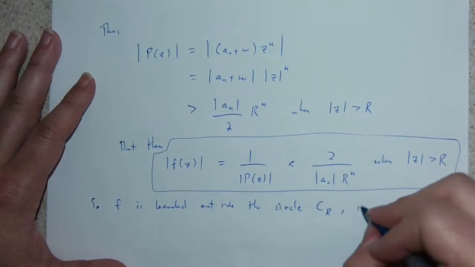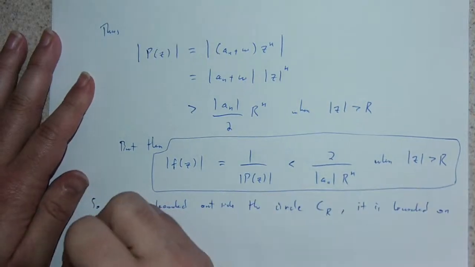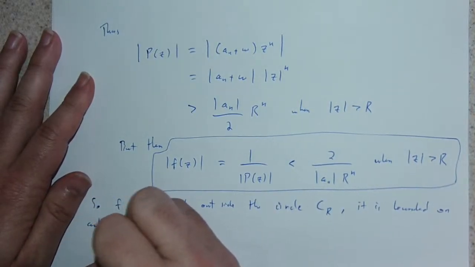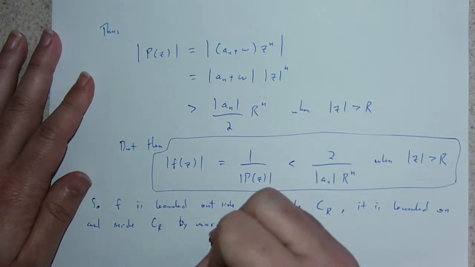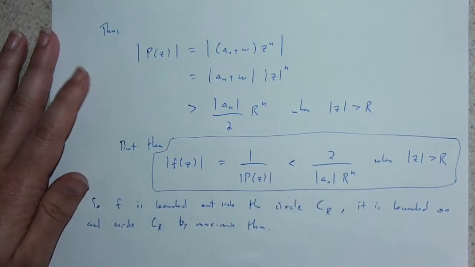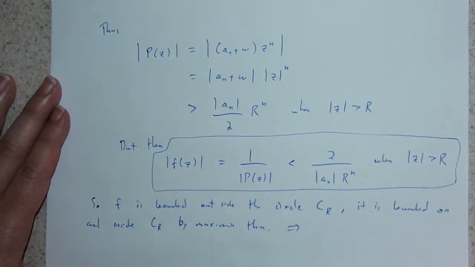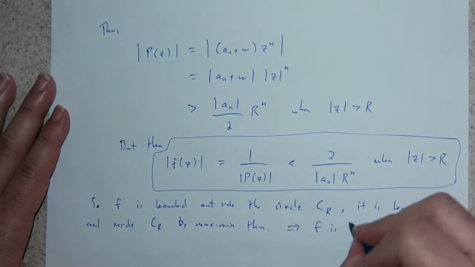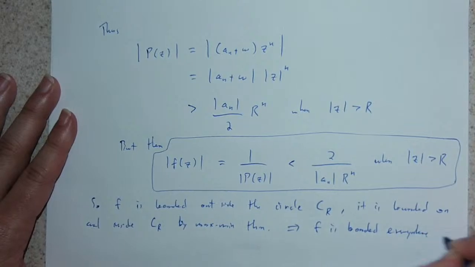It is bounded on and inside C sub R by the max-min theorem, since it's, say, continuous there. That's all you need, because this is a closed disk. But what does this mean? f is bounded everywhere on C.